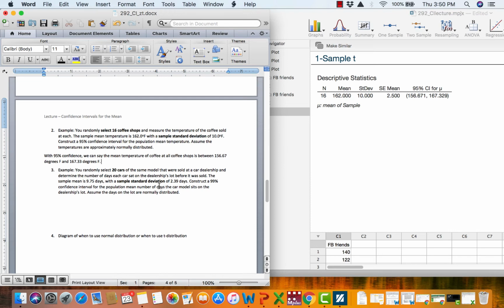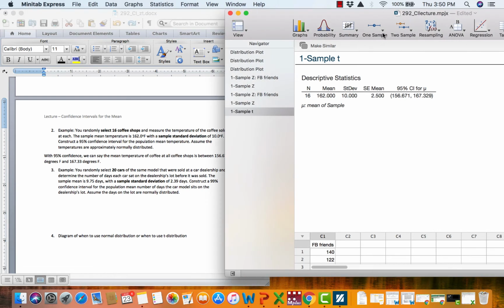You randomly select 20 cars of the same model that were sold at a car dealership and determine the number of days each car sat on the dealership's lot before it was sold. The sample mean is 9.75 days with a sample standard deviation of 2.39 days. Construct a 99% confidence interval for the population mean number of days the car model sits on the dealership's lot. Assume the days on the lot are normally distributed.